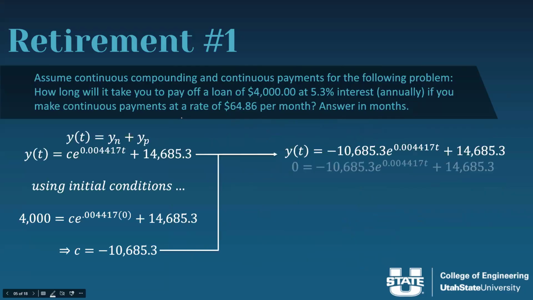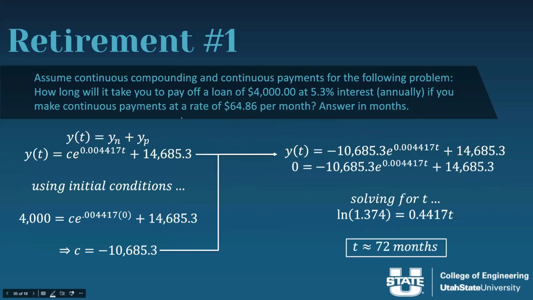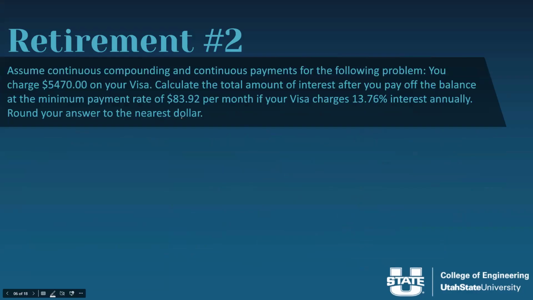This is the same one. Wait, yep. That's the final answer. Okay, this is the second one. So assume compounding and continuous payments for this problem. You charge $5,470 on your Visa. What is this going to be in our problem? Right, that's our y not. And then calculate the total amount of interest you pay after you pay off the balance at the minimum monthly payment rate of $83.92 per month, which is our rho.